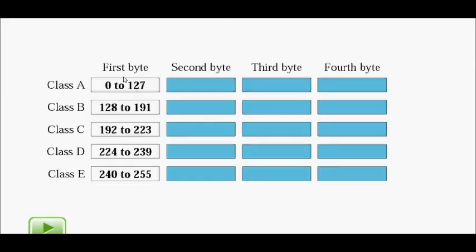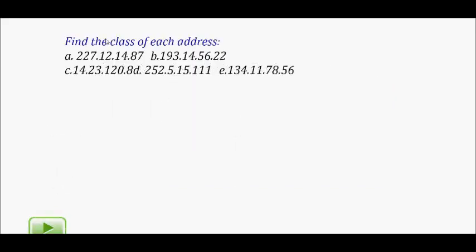Now let's try to look in terms of numbers, or in the dotted decimal. Class A will be from 0 to 127 in the first byte, class B is from 128 to 191, class C is from 192 to 223, class D from 224 to 239, and class E 240 to 255. Now again a test. Every time we read something we have a test.